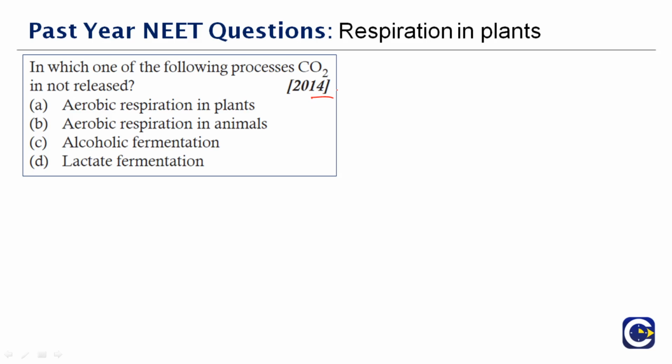In which one of the following processes is carbon dioxide not released? So which process doesn't have any carbon dioxide release? You're given four options here: aerobic respiration in plants, aerobic respiration in animals, alcoholic fermentation, and lactate fermentation. Aerobic respiration in plants and animals will obviously have carbon dioxide, because we already saw the end products of oxidation. We already saw: water, carbon dioxide, and energy. Therefore, options A and B are excluded.